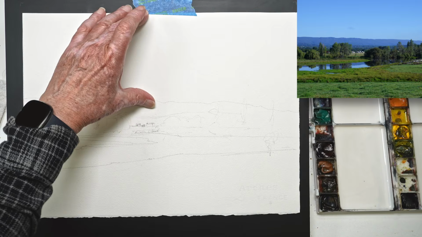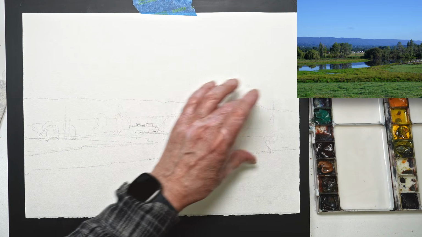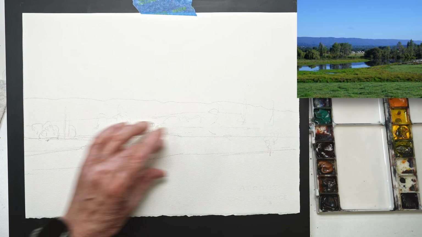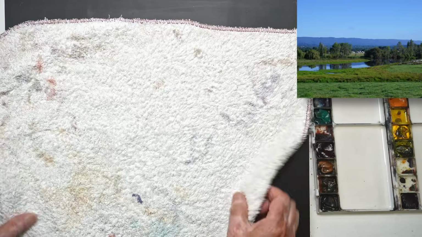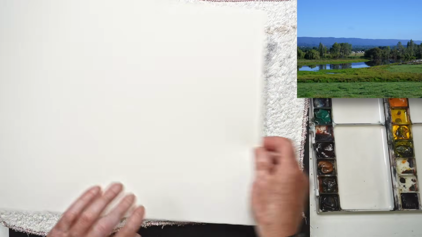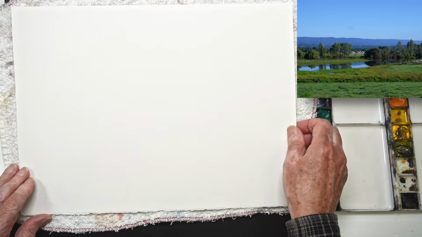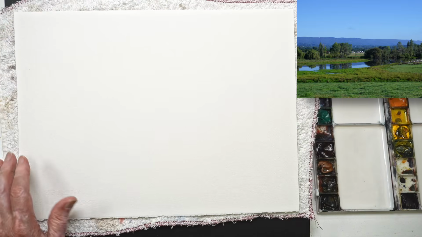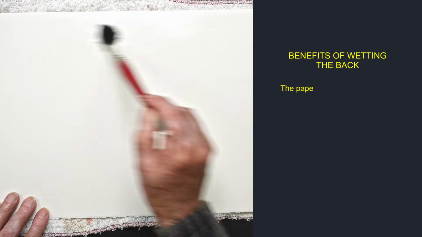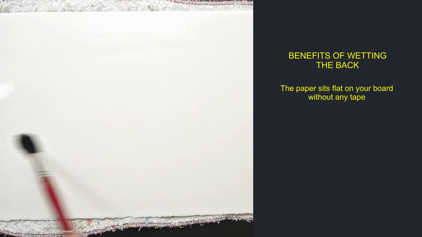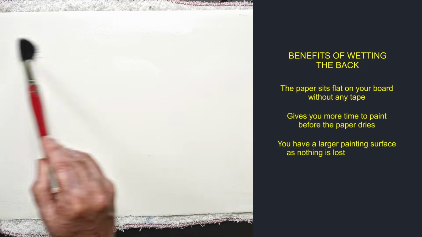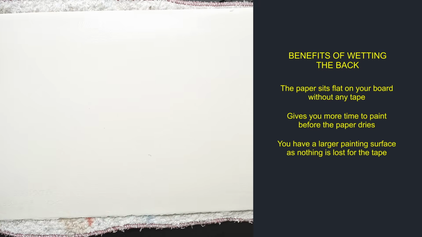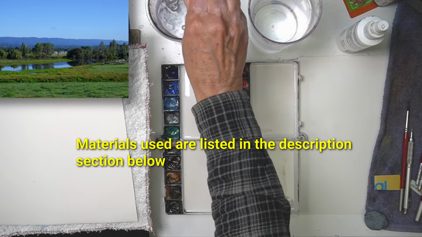So the sky is the biggest shape, then the foreground, distant hills, and then the pond. As usual, I turn my paper over and thoroughly wet the back. While that's absorbing the water, let's mix some paint.